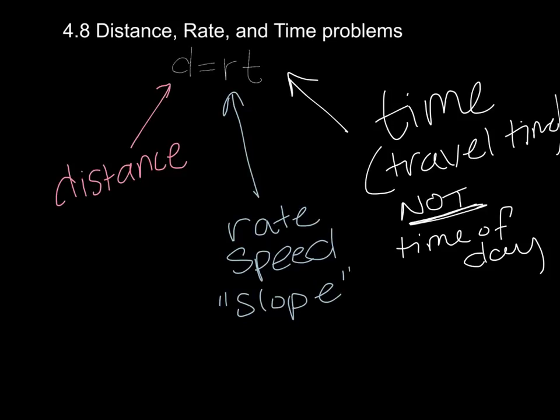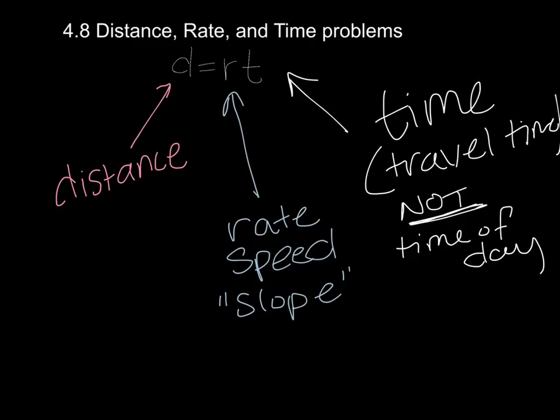I'm going to say that D is for distance. Distance is usually measured in meters or kilometers or feet, miles. R stands for rate. Another word for rate is speed. And in physics, you've been talking about this being slope. Time is T, and we're talking about total travel time, like 2 hours in the air or 4 hours in your car. We're not talking about time of day, right? We're not talking about 12 o'clock or 4 o'clock. We're talking about total travel time here.